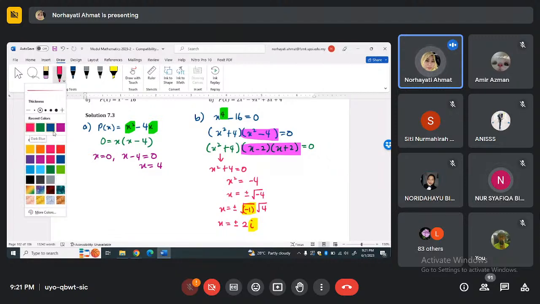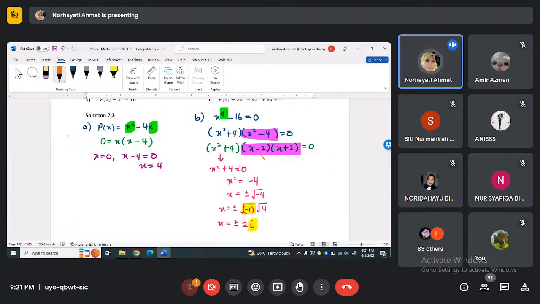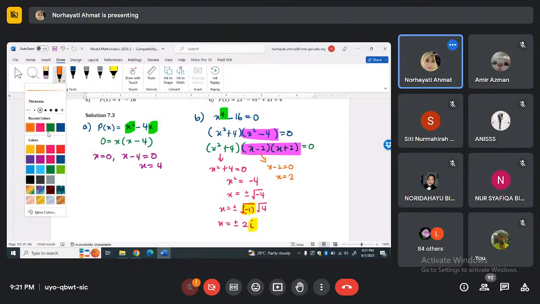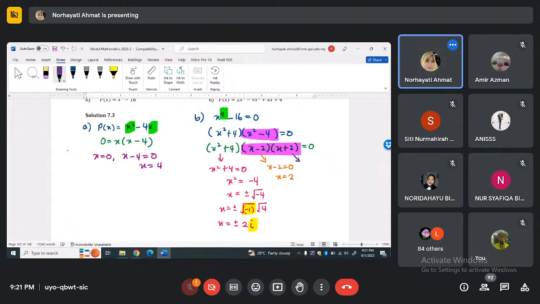Okay. Next kita dah dapat two roots for this polynomial. Next we need to find another 2. Okay, another 2 come from these two brackets. From the second bracket, we get x minus 2 is equal to 0, x equals to 2. And for the last bracket, kita akan dapat x plus 2 equals to 0, therefore x equals to negative 2.